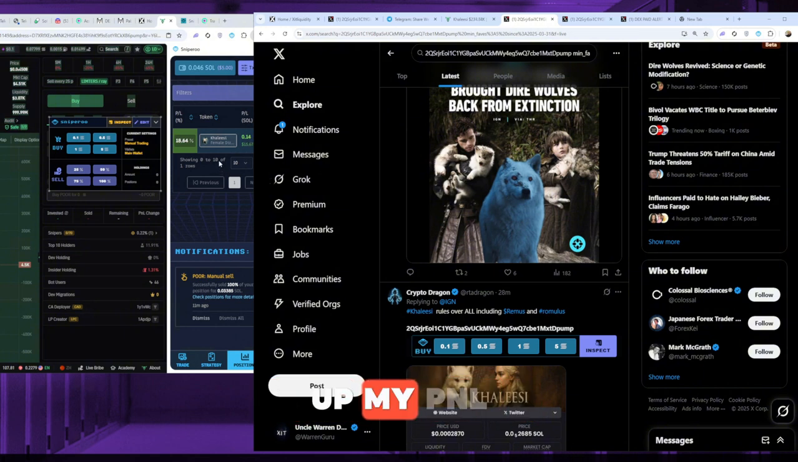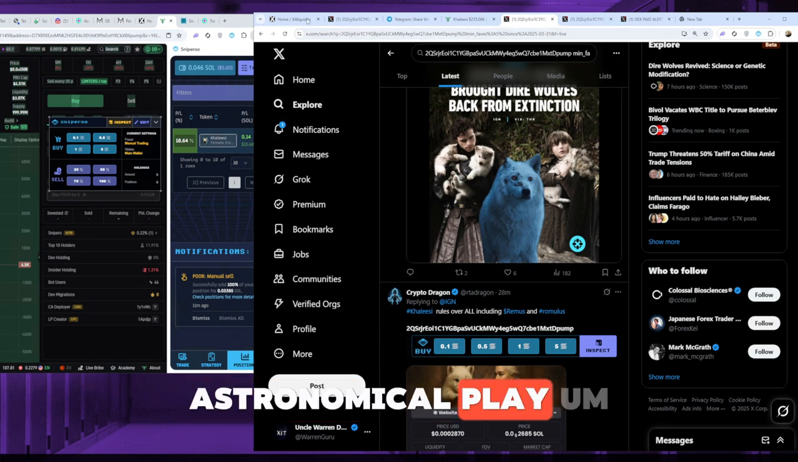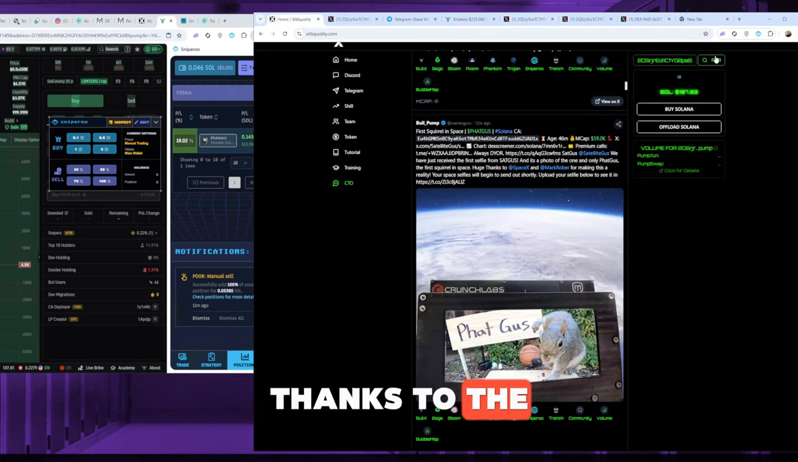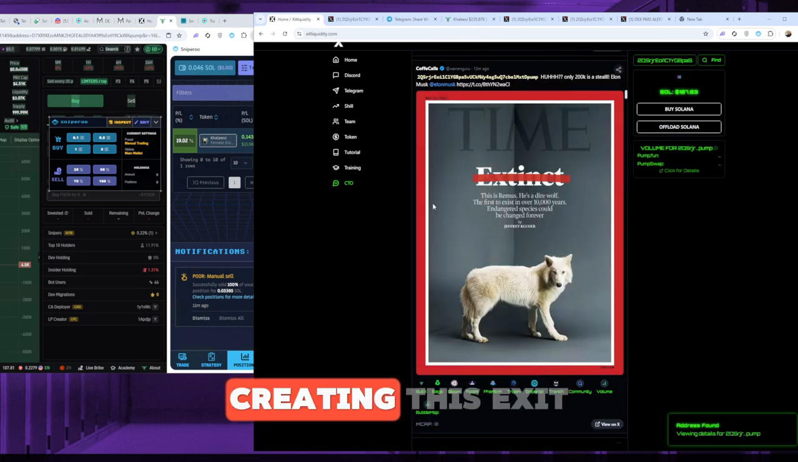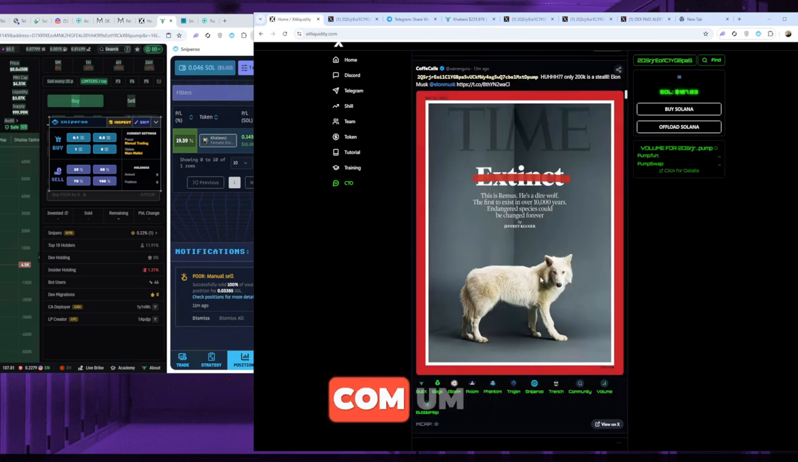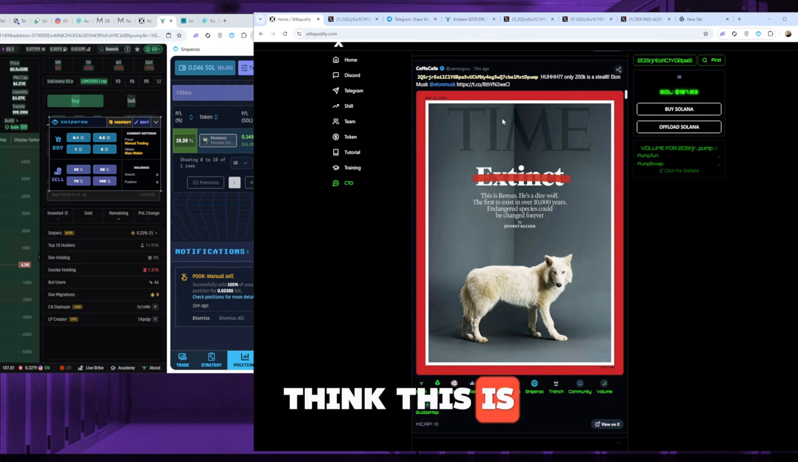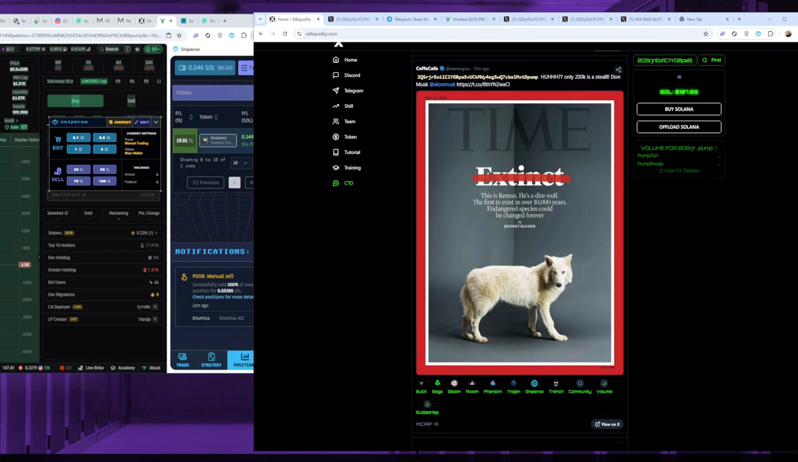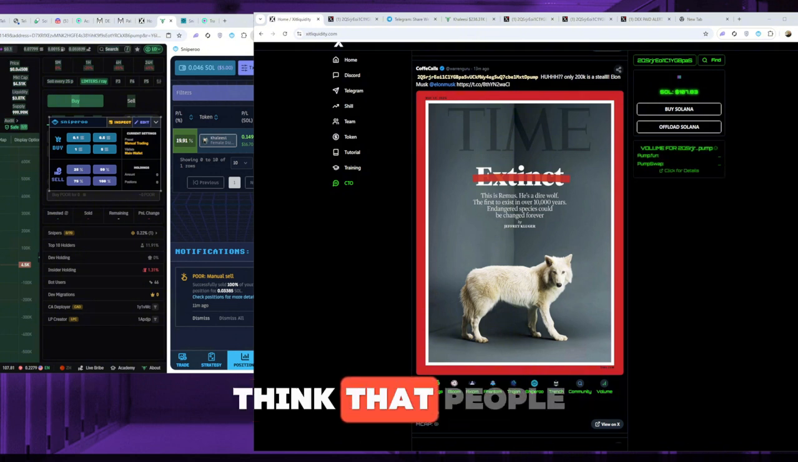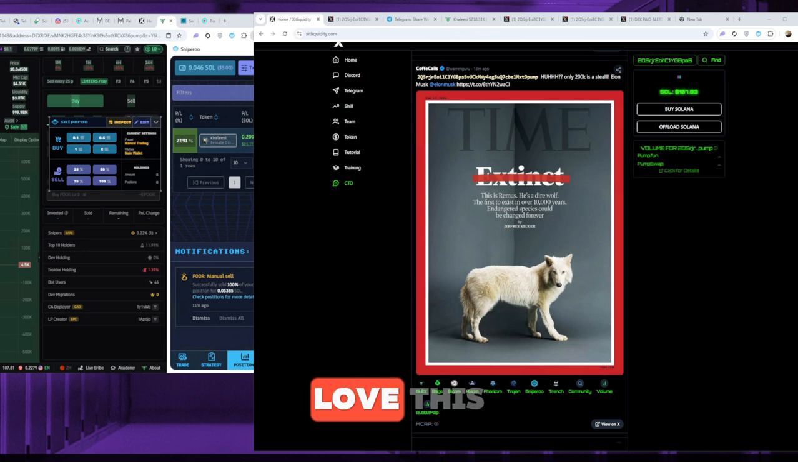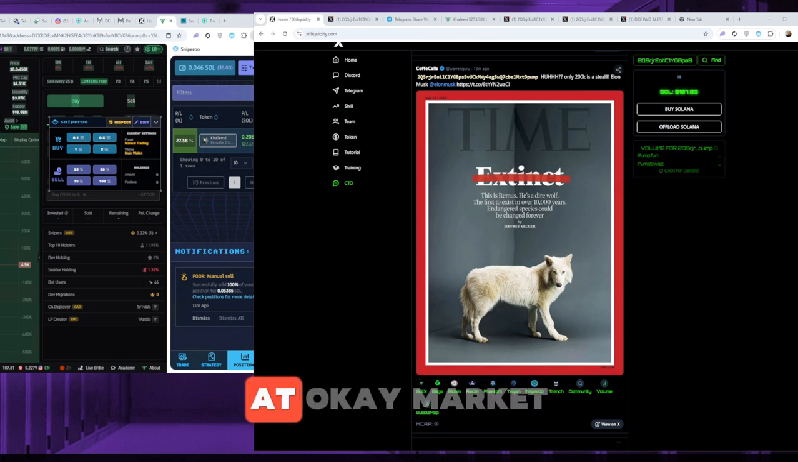But with that being said, I just wanted to give you guys this play. I will post up my P&L for this once I do sell. I have a feeling that this is going to be an astronomical play. Thanks to the good folks, aka myself, at creating exitliquidity.com. But yeah, I think this is super bullish, and I think that people are possibly going to love this. I'm gonna edit that.